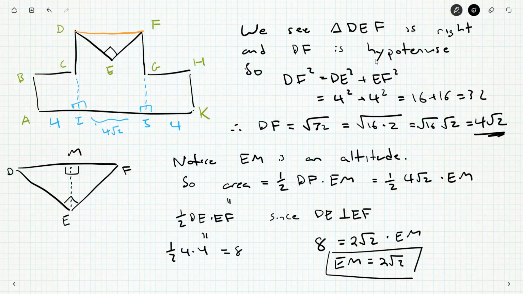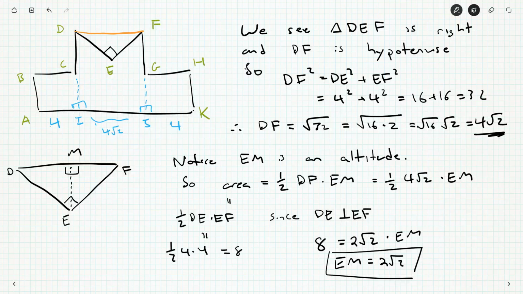Not a whole lot needs to be explained there. We just calculated the area of DEF in 2 different ways, and if you wanted to, of course, add in a sentence explaining that's what we're doing. But using that, we can calculate that length EM is 2 root 2 quite quickly.